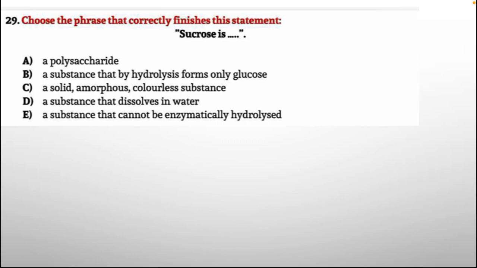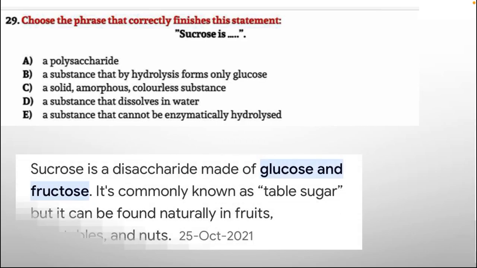Question number 29. Choose a phrase that correctly finishes this statement. Sucrose is dash. A, a polysaccharide. B, a substance that by hydrolysis forms only glucose. C, a solid amorphous colorless substance. D, a substance that dissolves in water. E, a substance that cannot be enzymatically hydrolyzed.